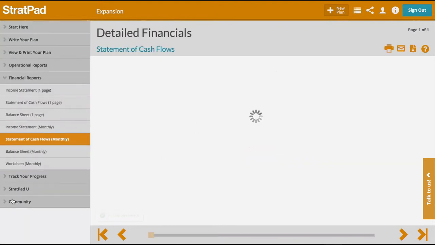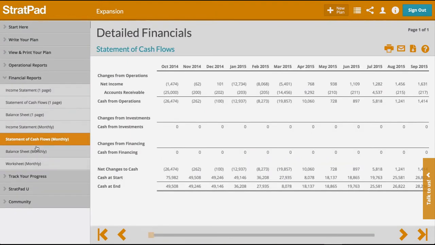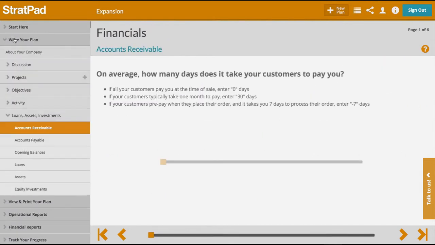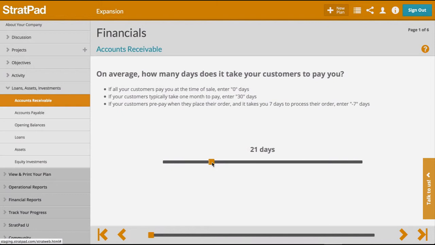and then let's go back into financial reports. In your statement of cash flows, it now shows an adjustment, and it's a negative adjustment coming from accounts receivable. And what this means is that money that you should have received in October is not being received to the tune of $25,000, which negatively impacts your cash. The cash at the end of the month is now going to be $49,508. Remember that number.